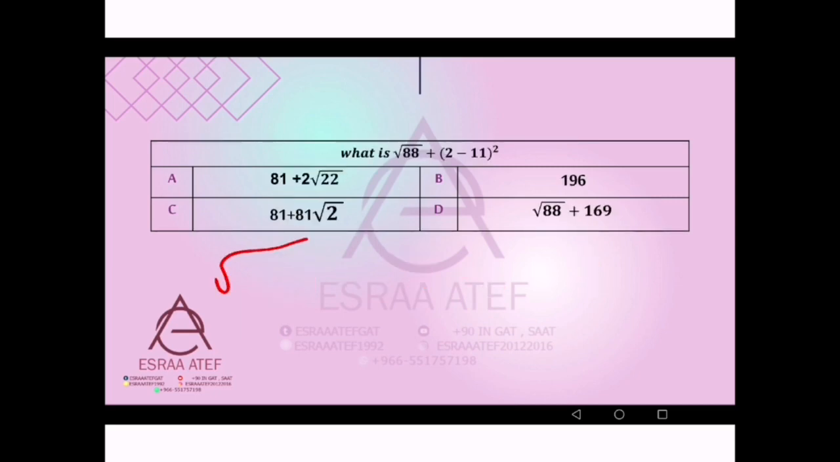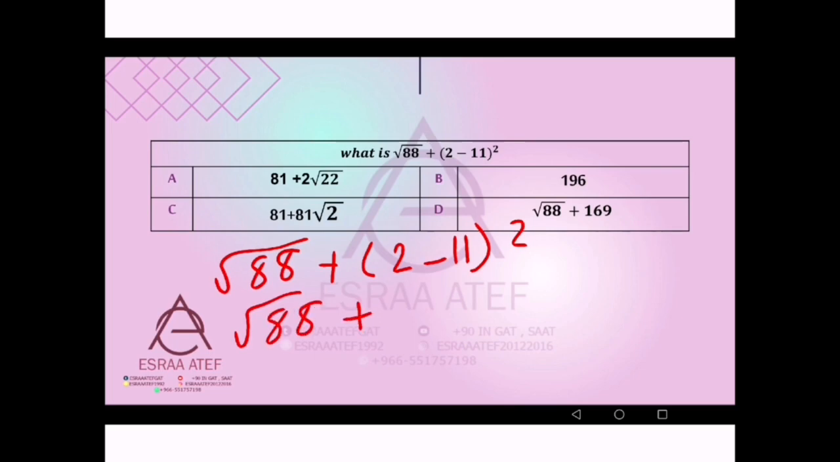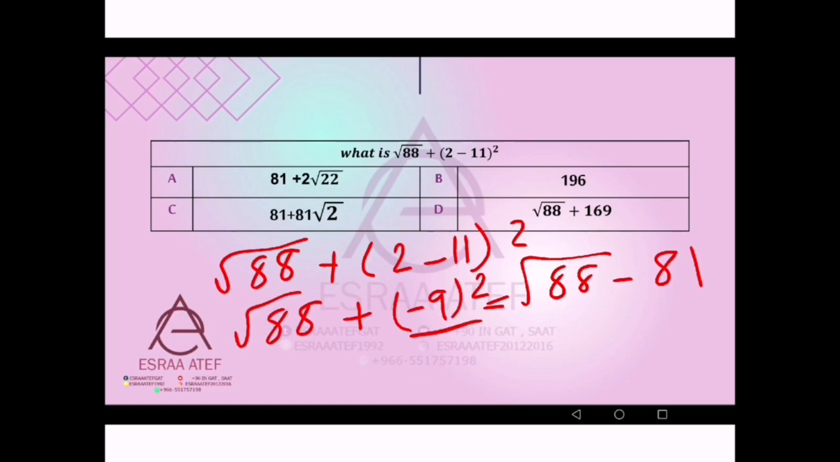Here we have the square root of 88 plus 2 minus 11 squared. How can we solve it? 2 minus 11 is negative 9 squared, which means 88 minus 81. Squaring of negative 9. Here we have the answers, it doesn't have any of them, so how can we solve it?